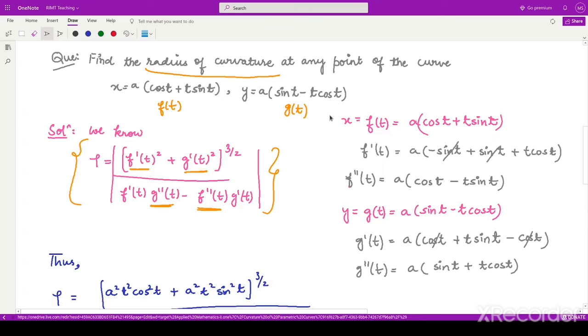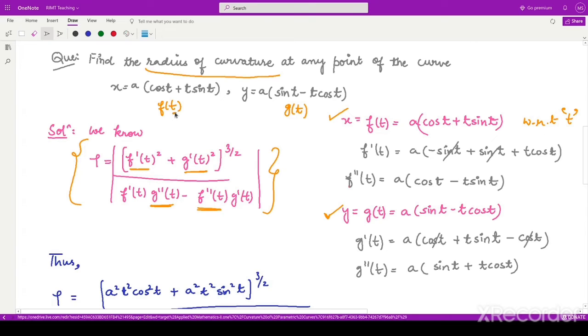We already know what x is. X is f of t, which is given to be this curve, and we also know what y is. This is given to us. So now let us differentiate this curve with respect to t. Now why t? Because our independent variable here is t.